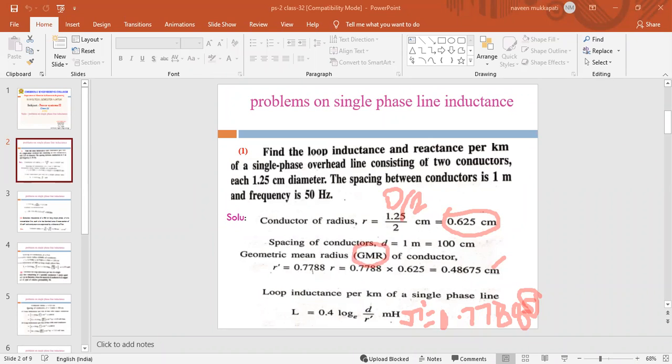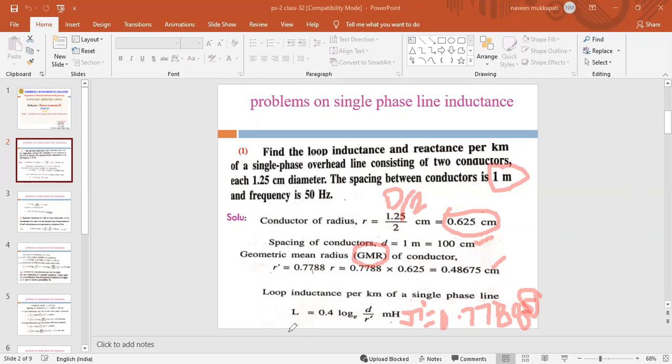Next, 0.4 log D. What is meant by D? That is the spacing of a conductor. The spacing between the conductors is 1 meter. Therefore, it is equal to 100 centimeters. 1 meter means it is equal to 100 centimeters.